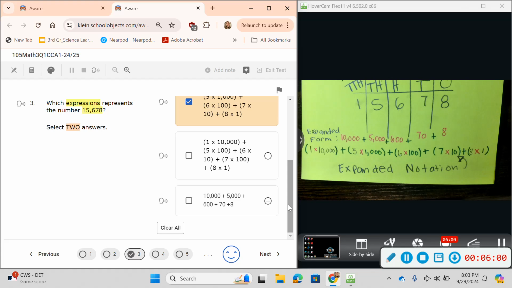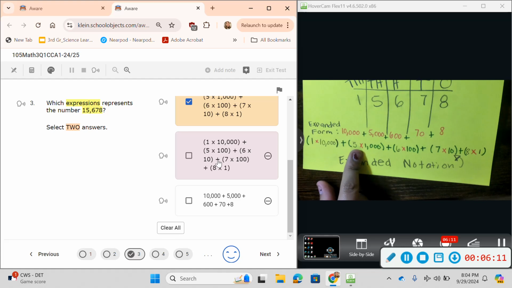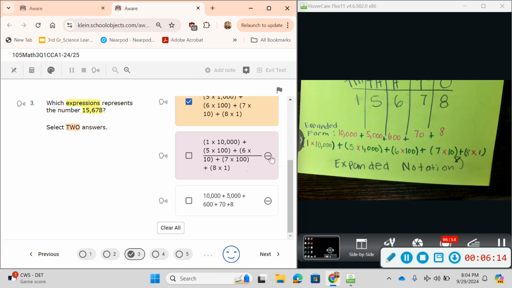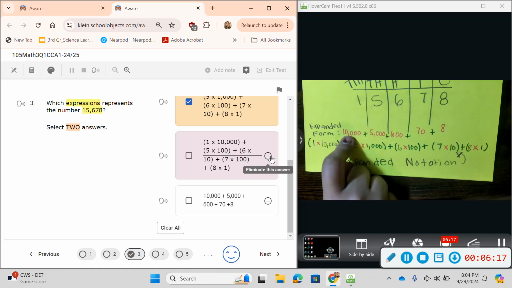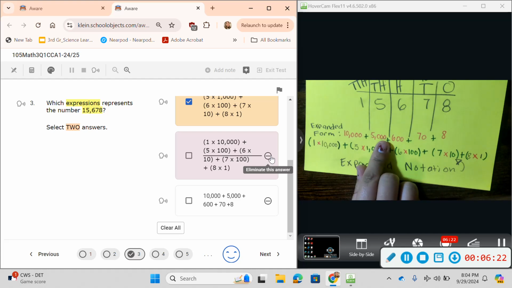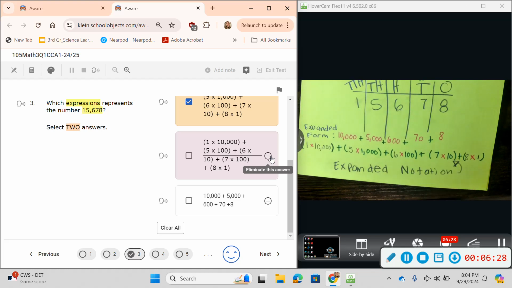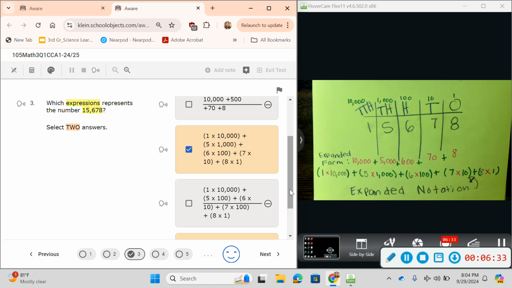But we continue and we look, because we had to choose 2 answers. Okay, 1 times 10,000, we're looking at expanded notation. Plus 5 times 100. We put 5 times 1,000, so that cannot be it. Our last one is in the expanded form. 10,000, we did that, plus 5,000, plus 600, plus 70, plus 8. So there are our 2 answer choices. And the strategy I used was a place value chart, and I wrote the number in expanded form and expanded notation.